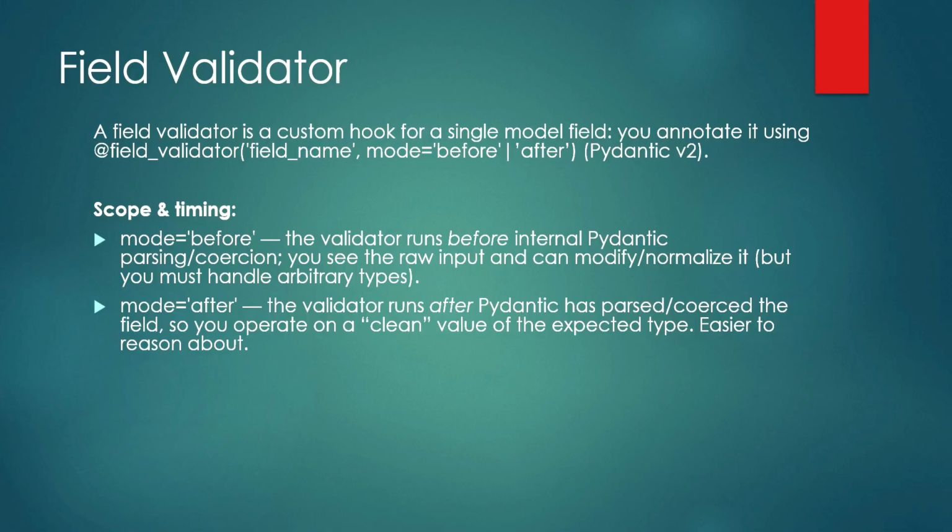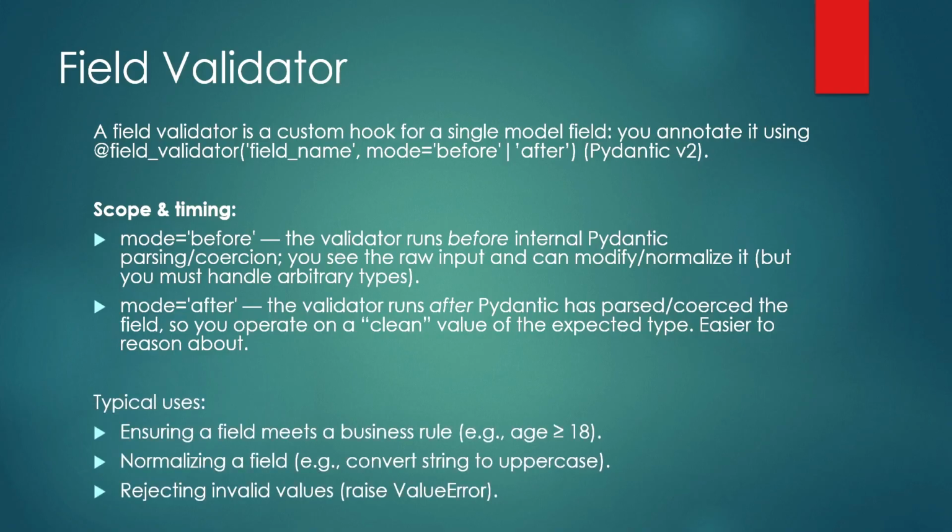Typical use: ensuring a field meets a business rule. That is, if we want to give any kind of custom logic, for example that our age has to be greater than or equal to 18, then we can put this logic using a field validator. Normalizing a field, that is, converting a string to uppercase. Suppose we have a variable called name, and we want that whenever our output comes, the name field has to be uppercase. This type of logic we can also perform using a field validator.